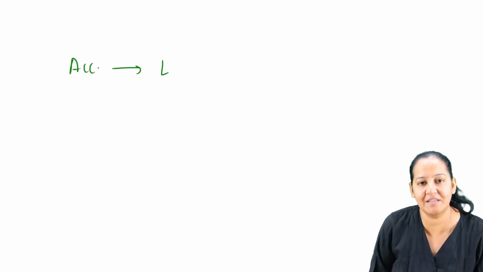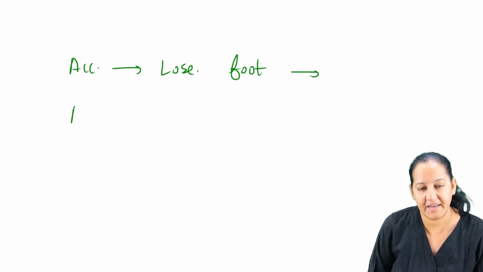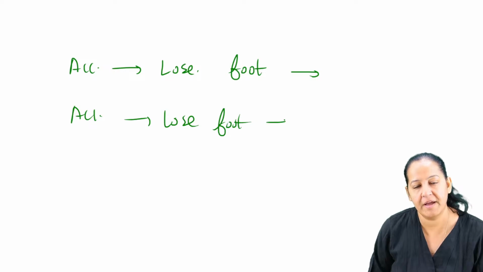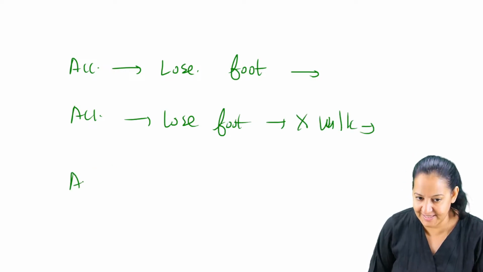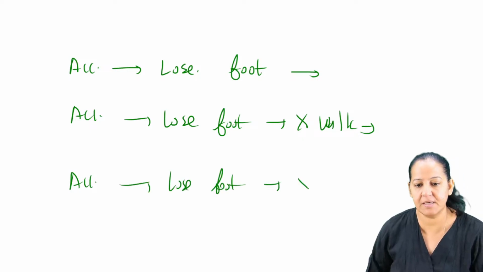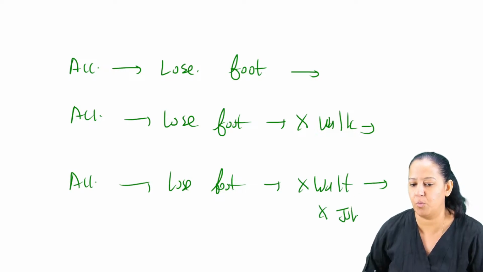The first question: there is an accident, and in the accident the person lost the foot. So what is that known as? Second: in an accident, the person lost foot and the person can't walk. What is it known as? Third: in an accident, the person lost foot, the person can't walk, and because of which the person loses the job. What is it known as?